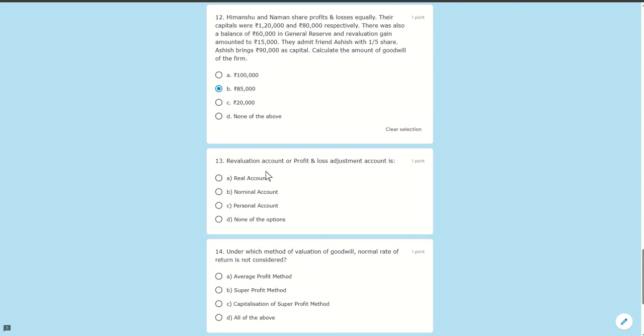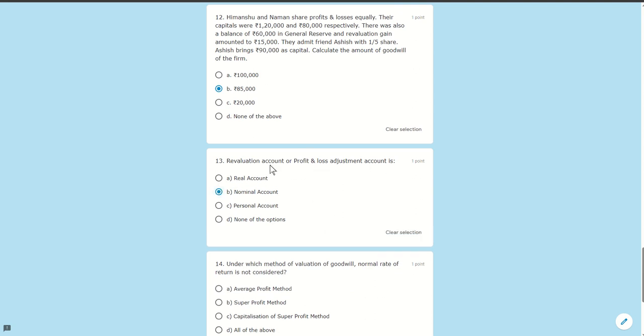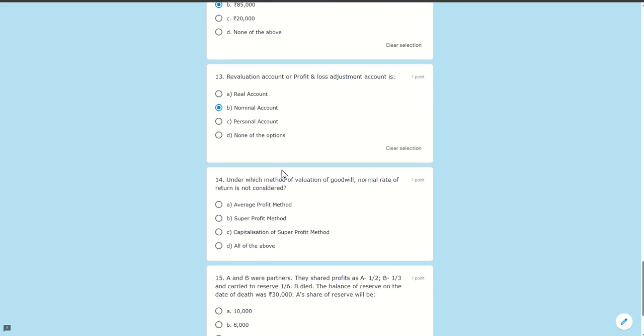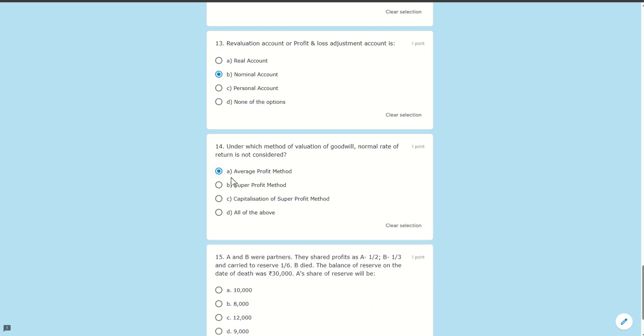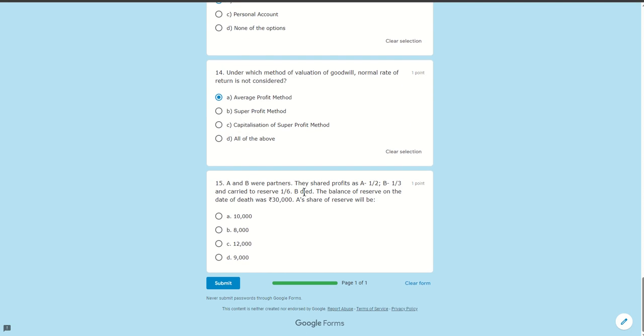Question 13. Revaluation account or the profit and loss adjustment account. It's a nominal account. Always we have learned that. Under which method of valuation of goodwill, normal rate of return is not considered? The answer to this is average profit. When we are doing this method, we don't need normal rate of return. In super profit, in capitalization of super profit, we need. All of the above cannot be the answer because average profit is the answer. All right.